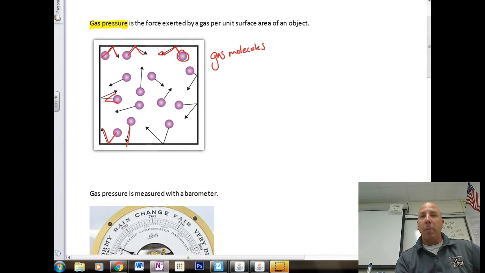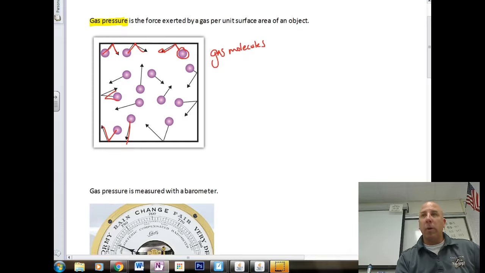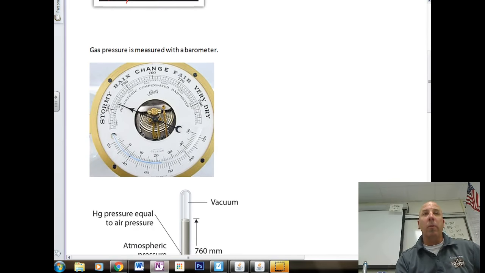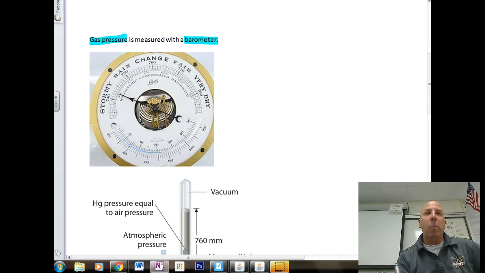Now, we scientists measure pressure a couple different ways, and both of the ways actually use a barometer. So we say gas pressure is measured with a barometer. Here's one type of barometer. As the pressure increases, there's a little arm on it, and that arm can move as pressure increases.